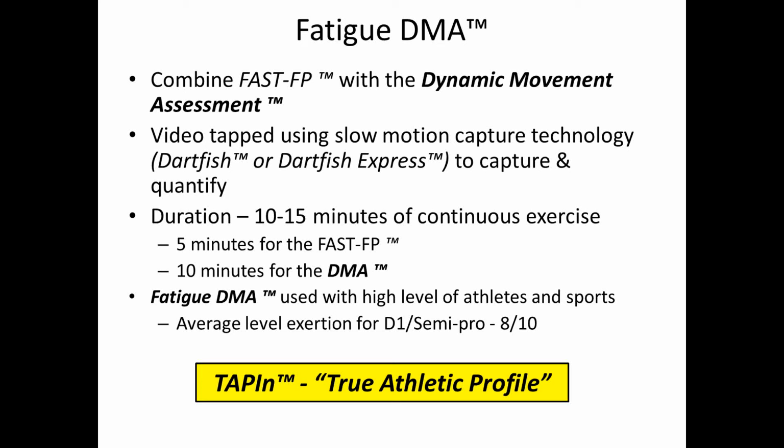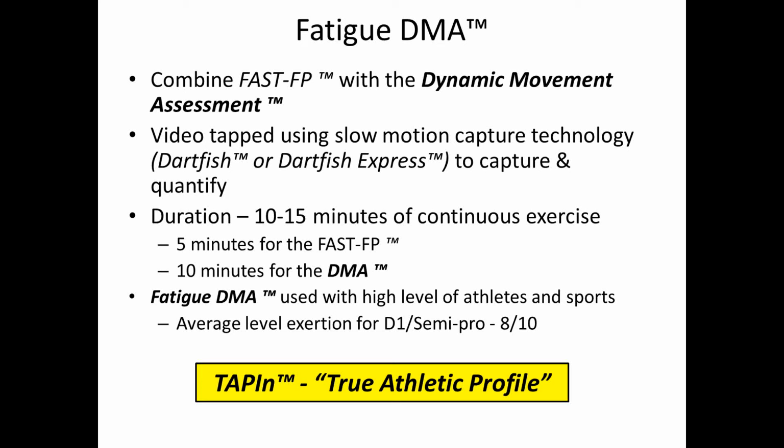Basically what we do is we perform the FAST-FP and the dynamic movement assessment. We videotape this. It takes 15 minutes total time, and then we score it. Our average D1 and pro athlete rate this an 8 out of 10, and we feel that this enables us to get to or tap into an athlete's true athletic profile.